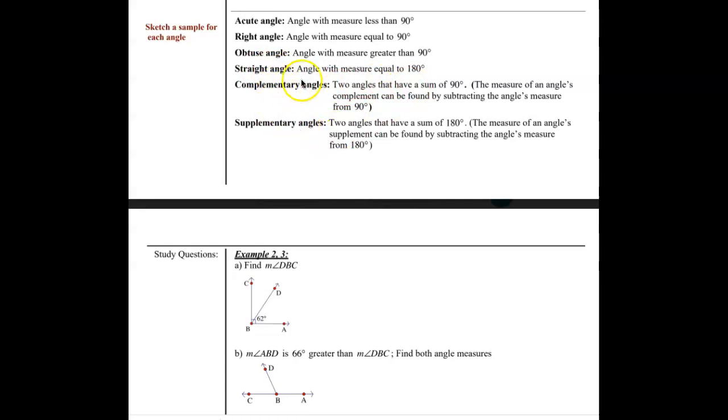And then these are not necessarily angle classifications. These are special pairs of angles, okay? If two angles are complementary, it means that they add up to 90 degrees. So maybe one angle's 40 degrees and one's 50. 40 plus 50 is 90.